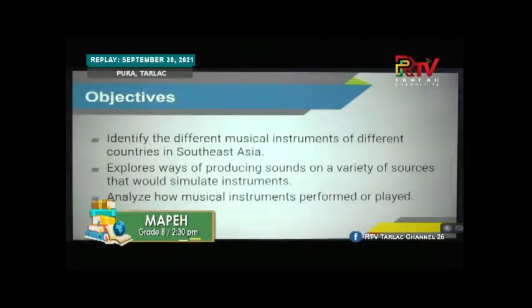Now that you are ready, let's get started. Remember, your learning task for today: at the end of the lesson, you should be able to identify the different musical instruments of different countries in Southeast Asia, explore ways of producing sounds on a variety of sources that would simulate instruments, and analyze how musical instruments are performed or played.